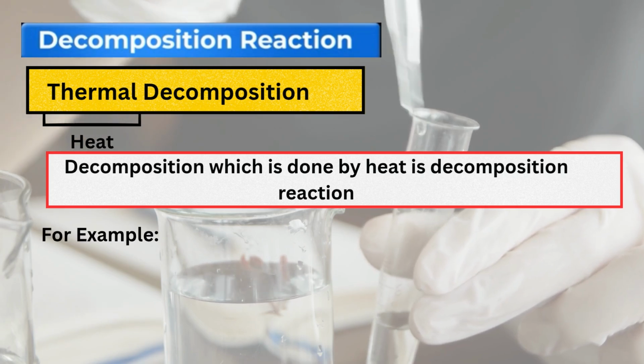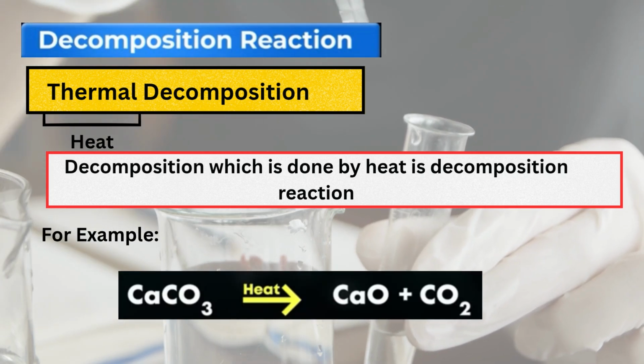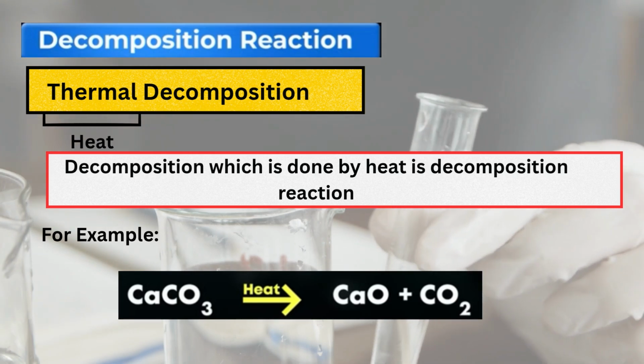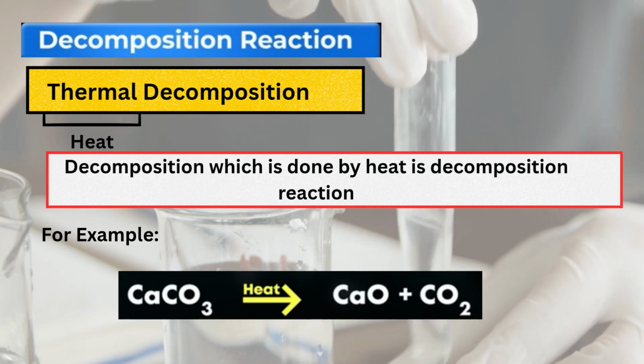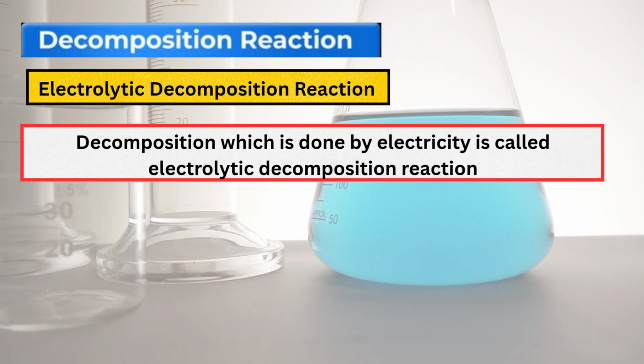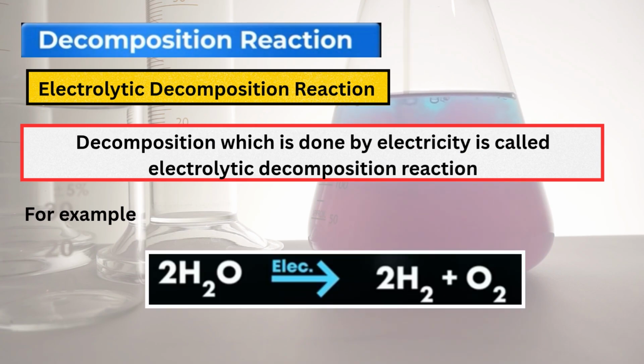For example, when CaCO3, which is also known as limestone, is heated, it breaks down into CaO, which is also known as quicklime, and carbon dioxide. Next is electrolytic decomposition reaction. Decomposition which is done by electricity is called electrolytic decomposition reaction. For example, when electricity is passed through water, then it breaks water into hydrogen and oxygen.